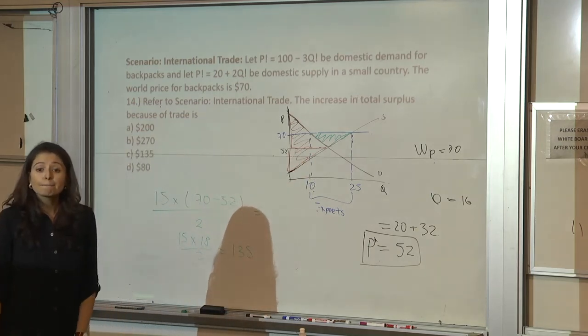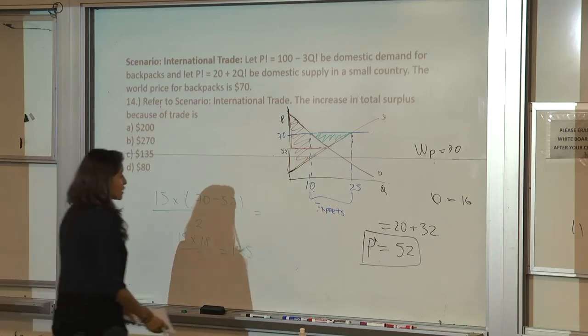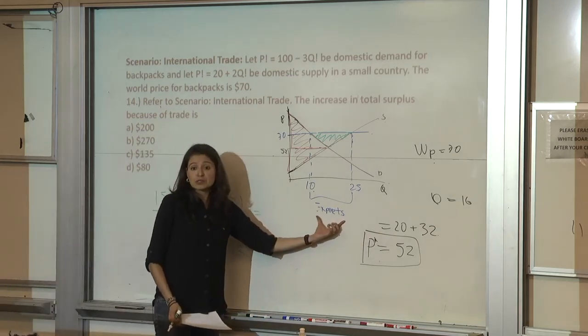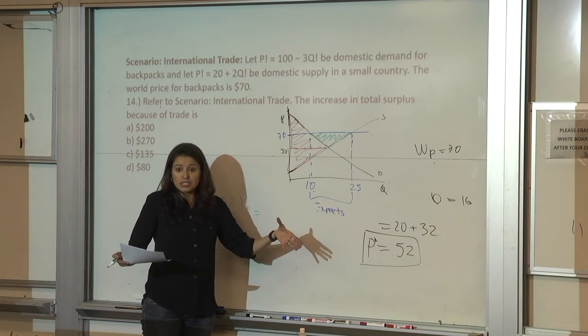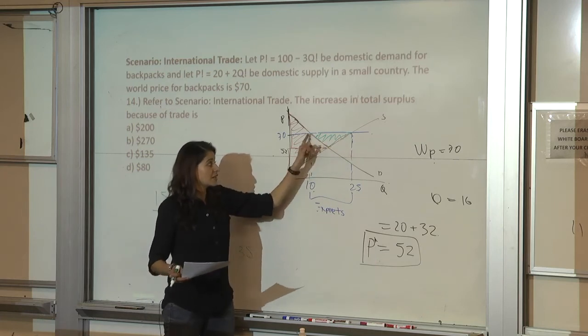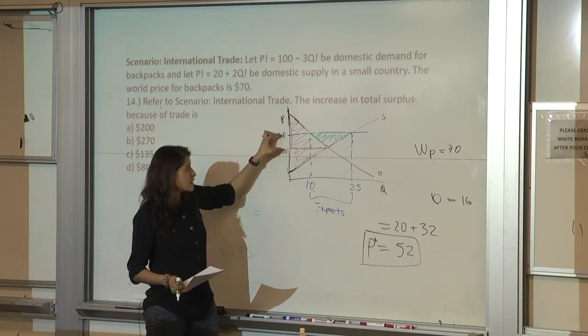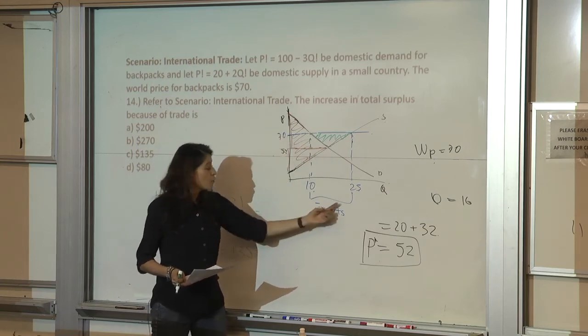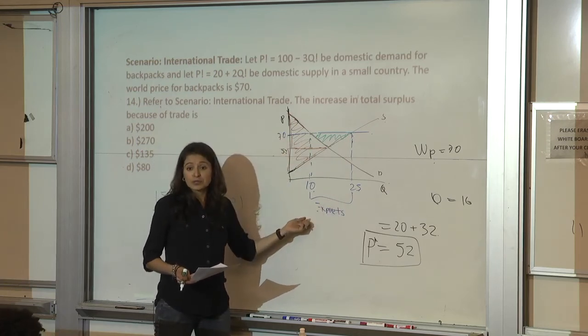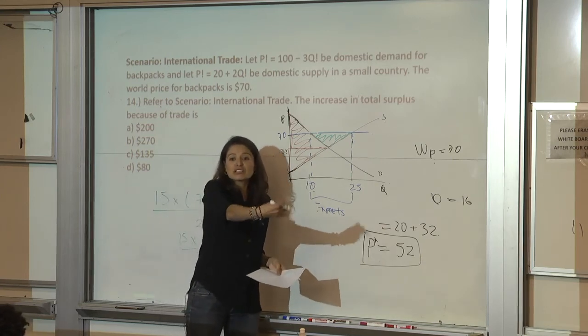Yes? How did you get 15 in this case? How did I get 15? Oh, because it's the exports. So the quantity that they exported is the quantity that they get this money for, okay? Right? So they get the difference in this price for all the quantities that they export, right? So that is the additional surplus.